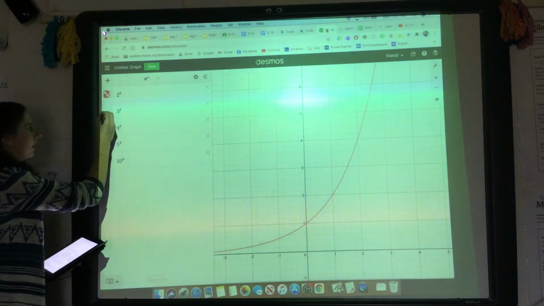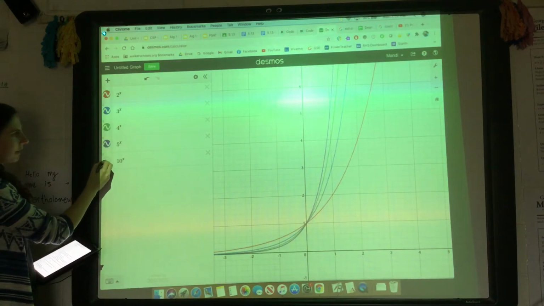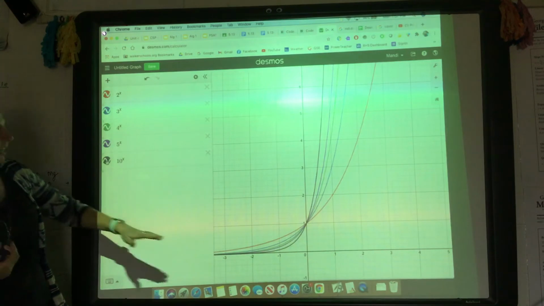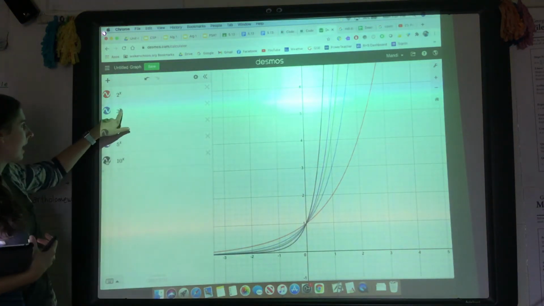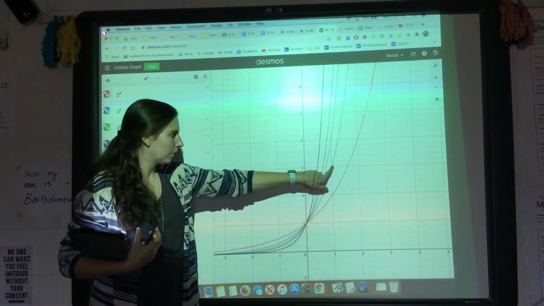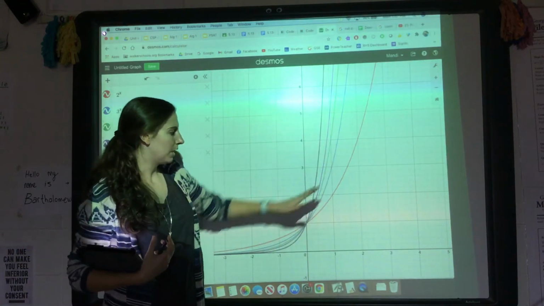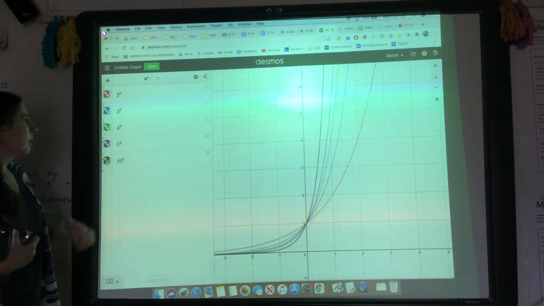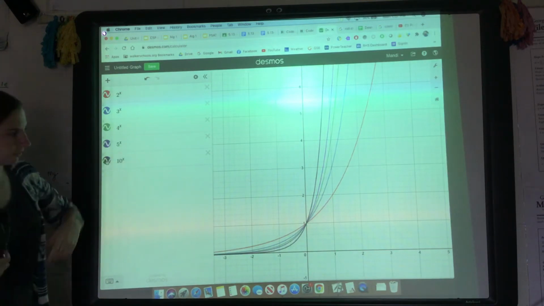What if I have 3 to the x, or 4 to the x, or 5 to the x, or even 10 to the x? You'll notice the bigger that base is, the steeper it gets. Because if I have 3 to the x and I plug in a 1, I'm going to get out 3. Or if I have 4 to the x and I plug in a 1, I'm going to get out 4. So it just gets steeper and steeper the bigger that base is. And that makes sense because rather than doubling, it's multiplying by 10 each time, or 5.